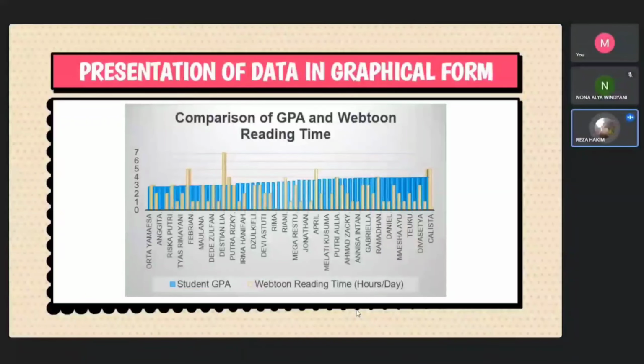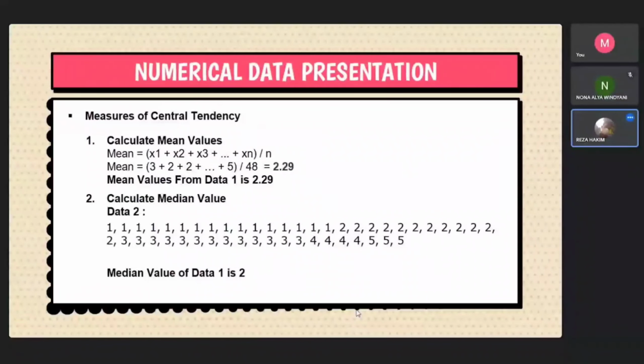So this is a graph of the data that we obtained from what was filled in by the relevant students. The first thing that we do is measures of central tendency, or numerical data presentation, and we calculate the mean values. We got the mean value from the first data is 2.29, and the median value from the first data is 2.